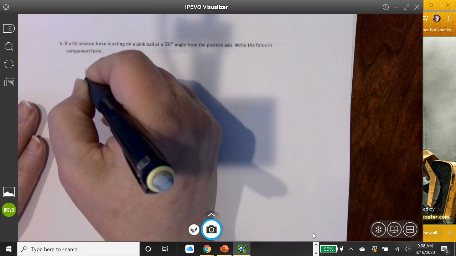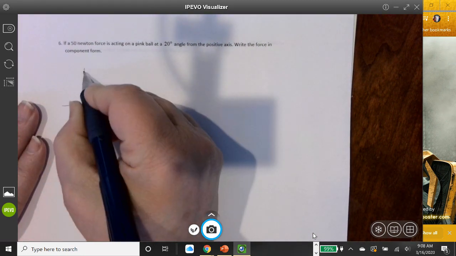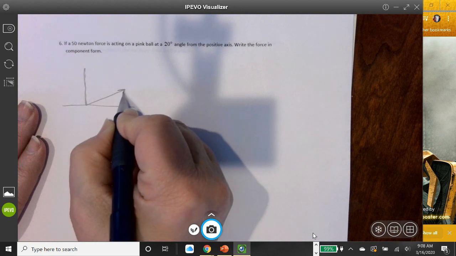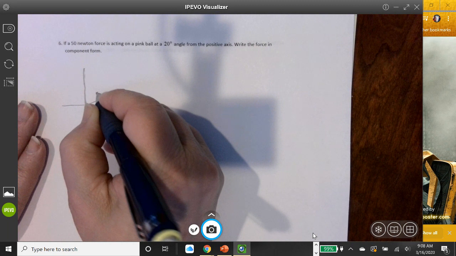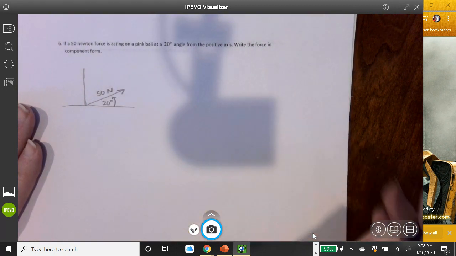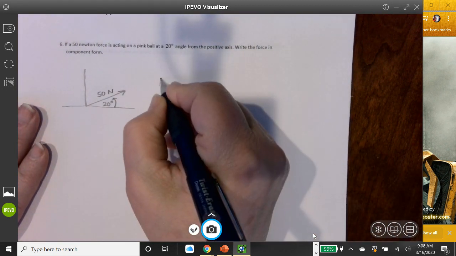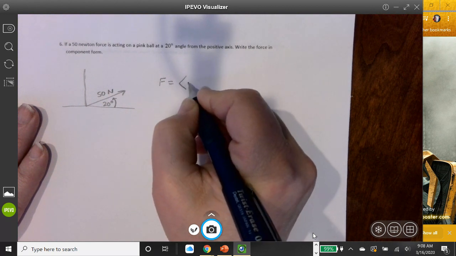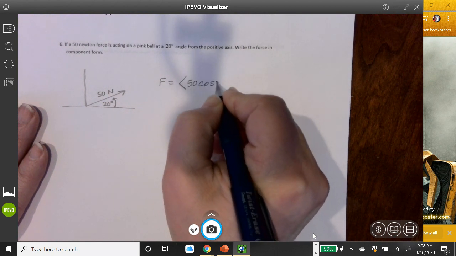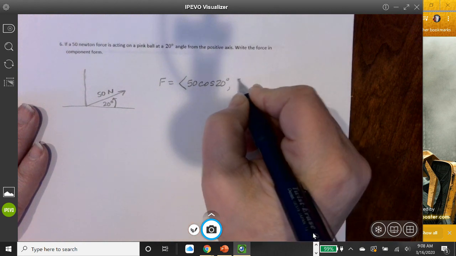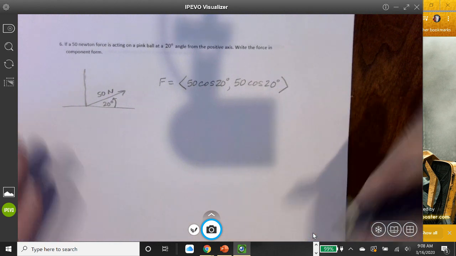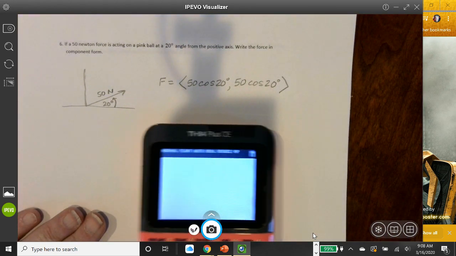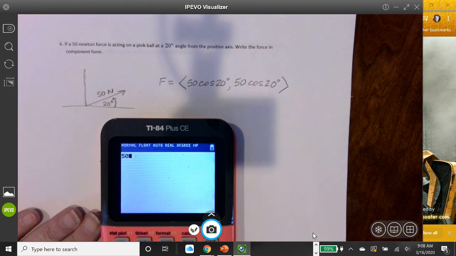Okay, so here we go. Here's my positive x-axis, and this is bigger than 20 maybe, but that's 20 degrees, right? And the magnitude of my force is 50 newtons. So write the force in component form. I would say the force is equal to the magnitude, which is 50, times the cosine of its direction, which is 20 degrees. And it's as simple as that. So it'll be 50 times the cosine of 20.